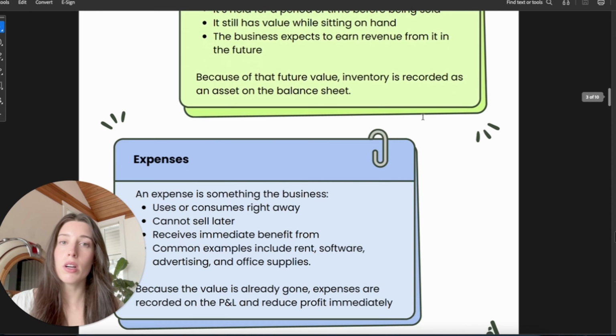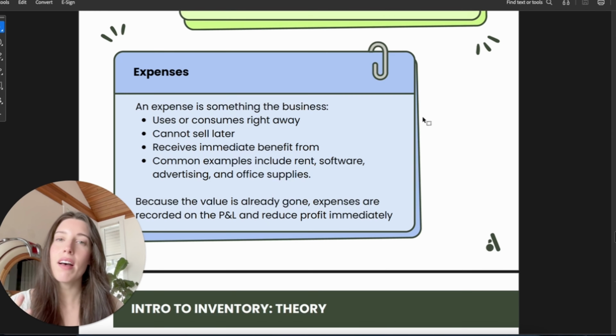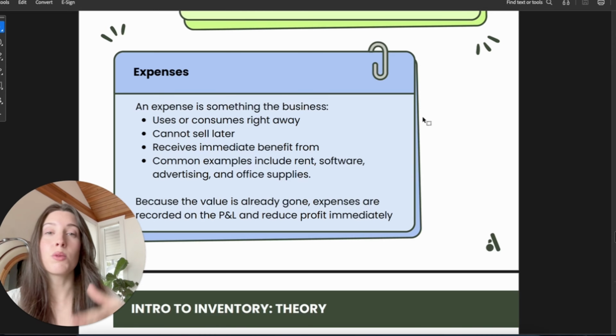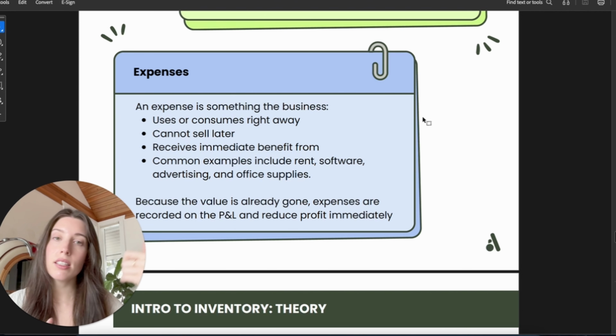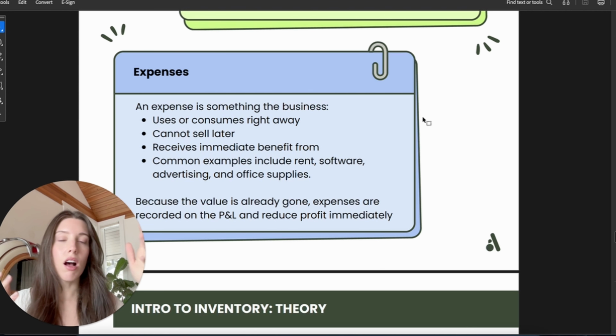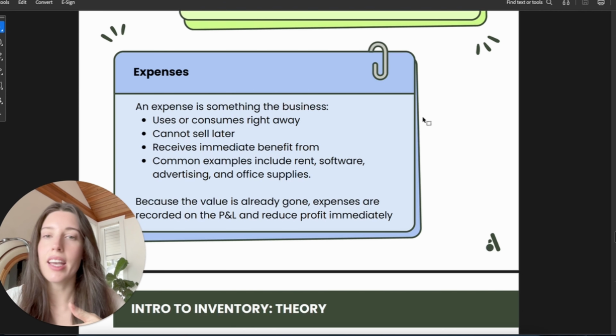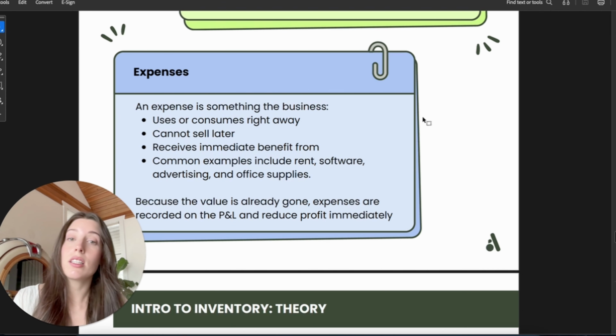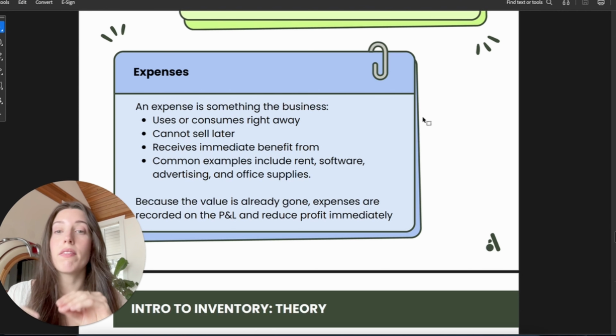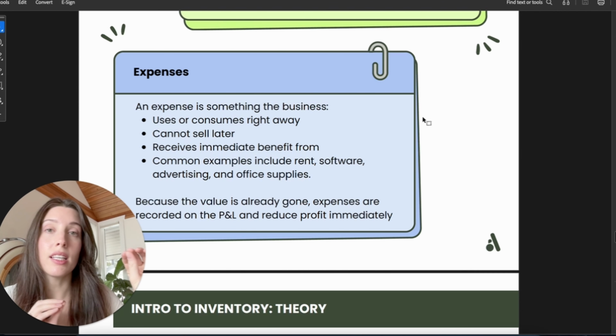Now, expenses work a little differently because they don't have a future resale value. An expense is something the business uses or consumes right away, so things like rent, software, advertising, office supplies. Once the expense is incurred, the value is gone. There's nothing left to sell later. That's why expenses go directly to the profit and loss and reduce profit immediately, while inventory doesn't.